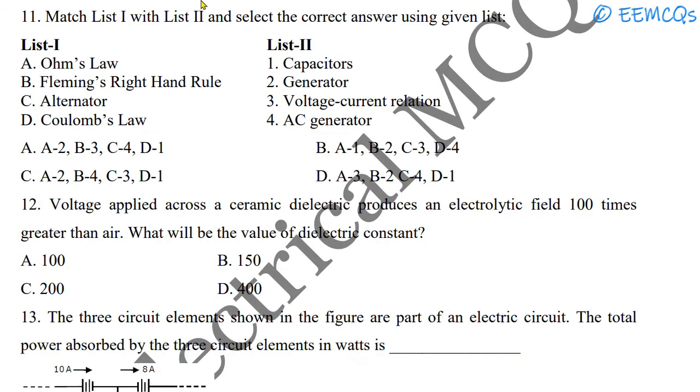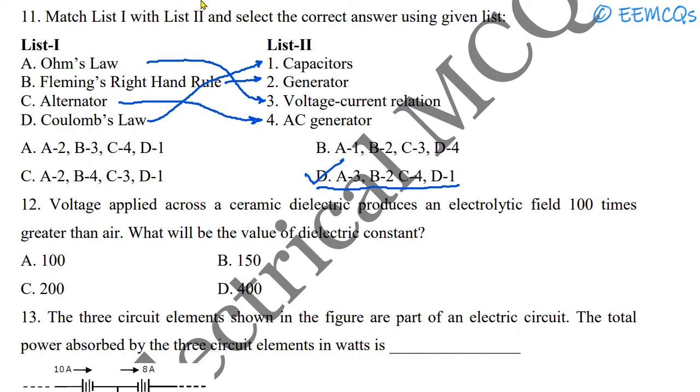Okay, now let us take question number 11. Match list 1 with list 2 and select the correct answer using the given list. In list 1 it is given Ohm's law. Ohm's law directly gives you the voltage and current relationship. So with A, the 3 of list 2 is matching. Checking the options, only in option D can you see it. You don't have to check any other options, but still you can see that Fleming's right hand rule is basically taken as the generator rule, an alternator is nothing but an AC generator, and Coulomb's law is in connection to the capacitors. So for question 11, option D is the correct answer.